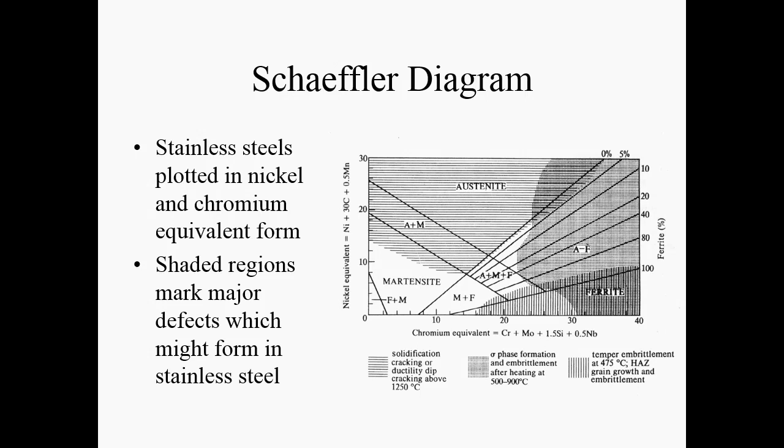In the duplex steels, we get another phase formation, a sigma phase formation, and that leads to embrittlement, again, heating at 500 to 900 degrees C. So you can start to see where different failure modes occur associated to the different types of steel on a diagram like this. Most useful for identifying an unknown steel and then working out what you're going to do with it.